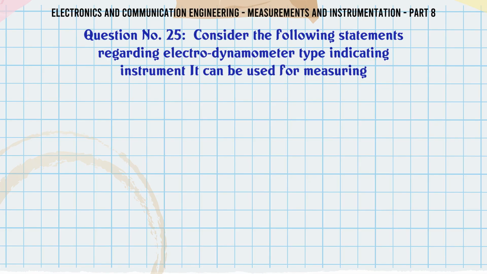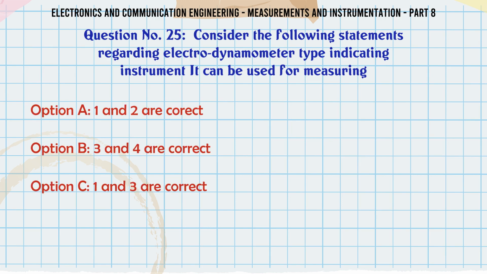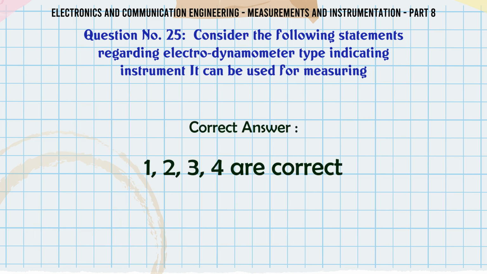Consider the following statements regarding electrodynamometer type indicating instrument. It can be used for measuring... A: 1 and 2 are correct. B: 3 and 4 are correct. C: 1 and 3 are correct. D: 1, 2, 3, 4 are correct. The correct answer is 1, 2, 3, 4 are correct.